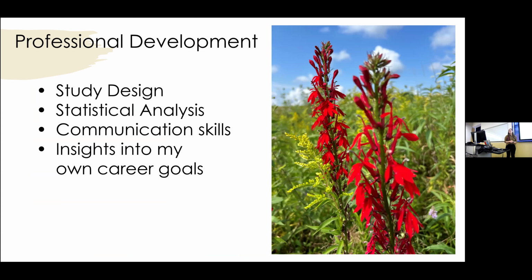I'm also learning a lot about study design, how to answer the questions I have about these wetlands. I'm doing new forms of statistical analysis, new to me. And I'm practicing my communication skills right now in front of you. And I've gained insights into my own career goals. I really enjoyed learning about the intersection between human need and wildlife. And I hope to continue studying more in that realm.